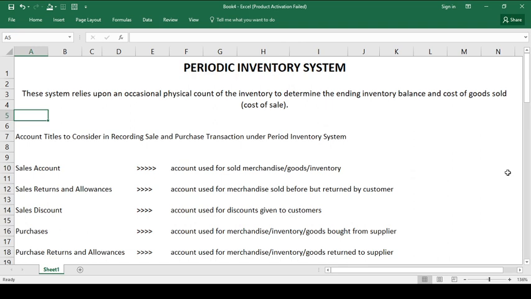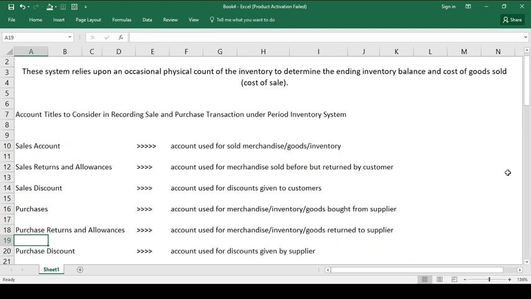Okay, if we're going to use the periodic inventory system, we need to consider the following account titles if we're to record the sale and purchase transactions. Again, if we're going to use the periodic inventory system, we are going to consider the following account titles to record the sale and purchase transactions.